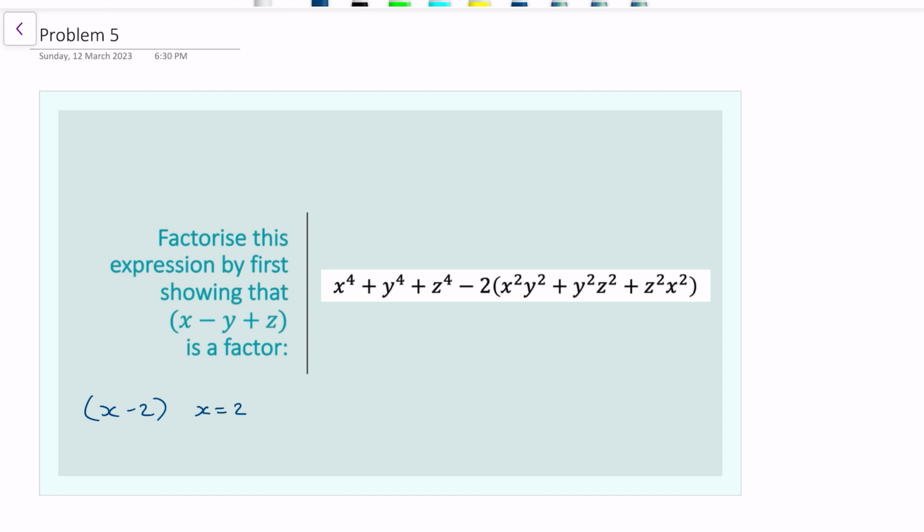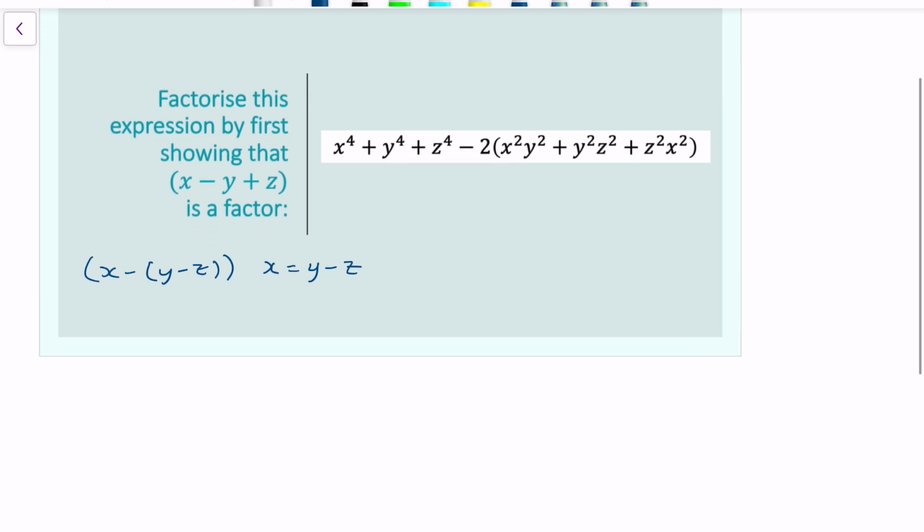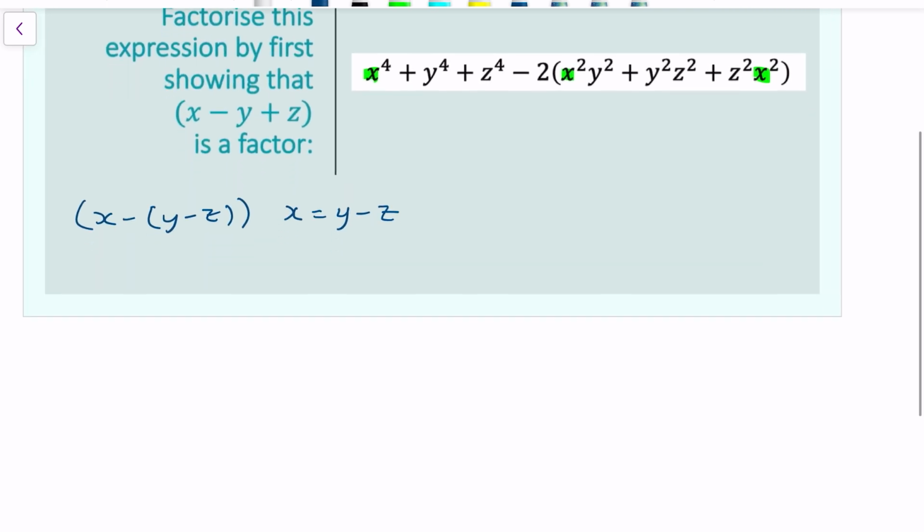So what we're going to do for x minus y plus z is replace all the x's with x equals y minus z. So if we substitute y minus z into the expression above, wherever there's an x, the result should be 0. So we'll do that. We'll replace the x there, we'll replace the x there, and we'll replace the x there. It's a bit tedious, but it's a first step.